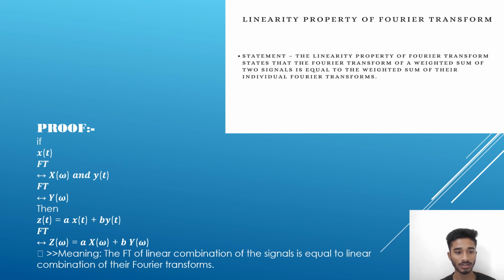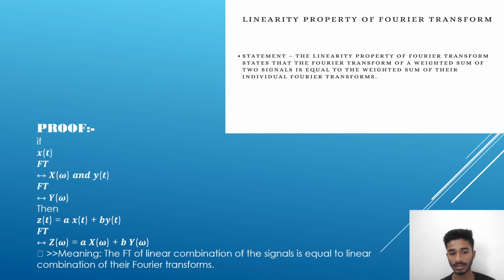Let's take x of t, and the Fourier transform of x of t is X of omega, and y of t, and the Fourier transform of y of t is Y of omega. Then z of t is equal to a into x of t plus b into y of t. Then we take the Fourier transform of z of t. What we get is Z of omega is equal to a into X of omega plus b into Y of omega. So what changed here?